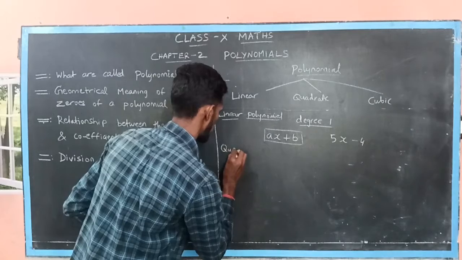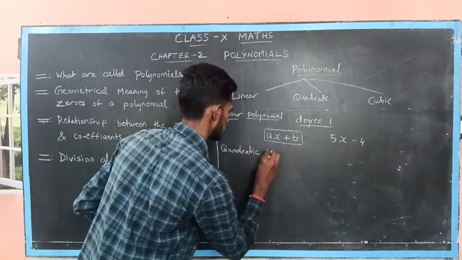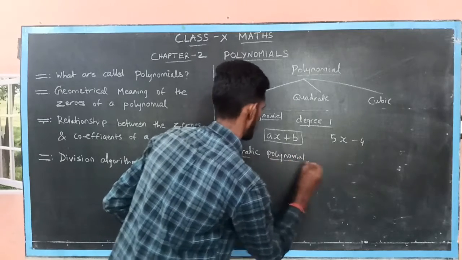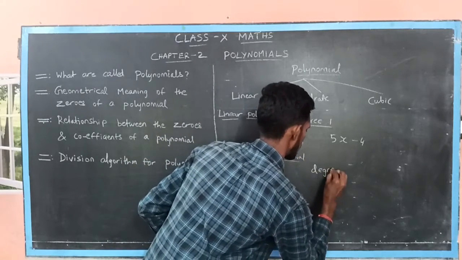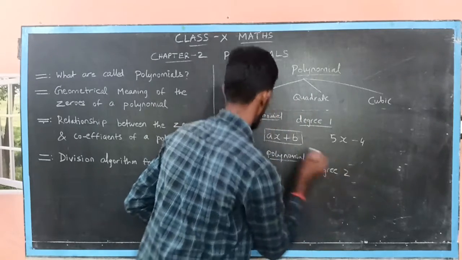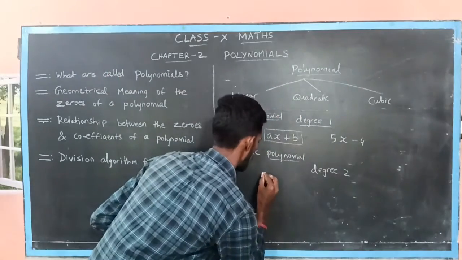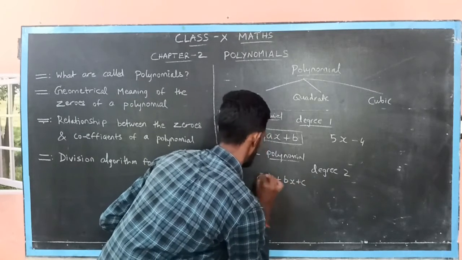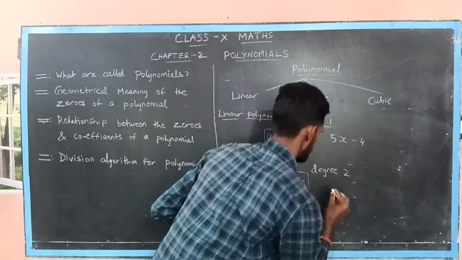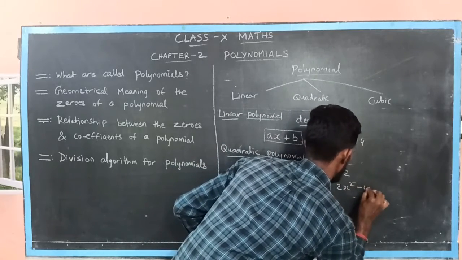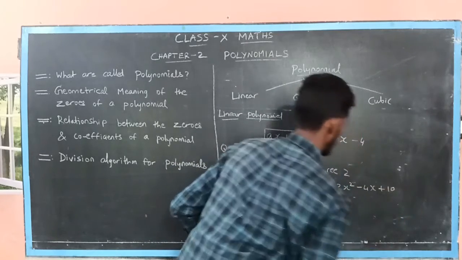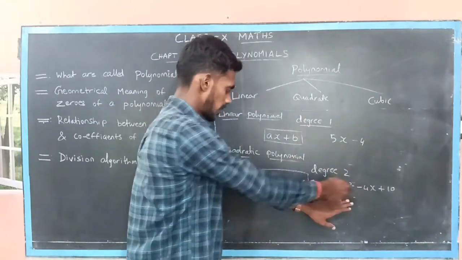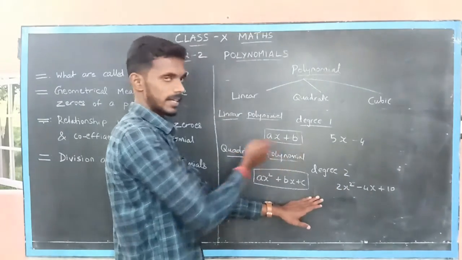Then quadratic polynomial. The polynomial having degree 2 is stated as a quadratic polynomial. The general form of a quadratic polynomial is ax square plus bx plus c, and the example is 2x square minus 4x plus 10. See here the highest power of the variable is 2, so the degree of the polynomial is 2. So it is a quadratic polynomial.